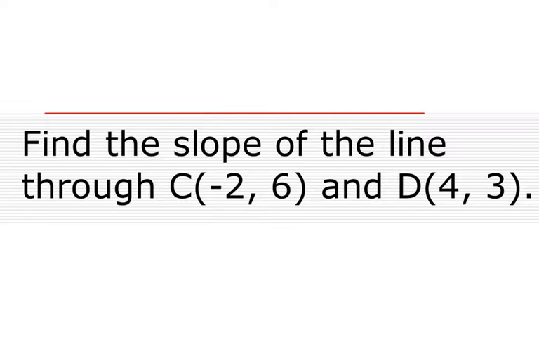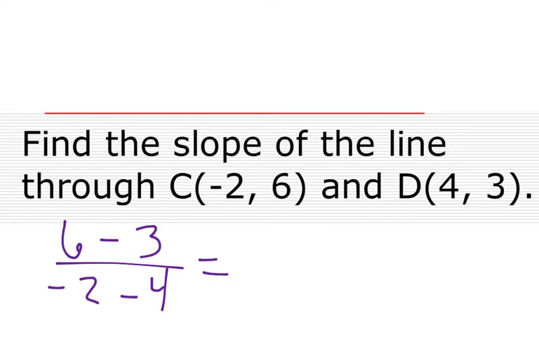Okay, so find the slope of the line through negative 2, 6, and 4, 3. On the top, you subtract the y's. 6 minus 3. On the bottom, you subtract the x's. Negative 2 minus 4. Use your calculator. 6 minus 3 is 3. Use your calculator for sure here. Negative 2 minus 4 is negative 6. Doesn't really matter where you put the negative in a fraction like this, except that I don't want it in the bottom. So it's a negative slope.